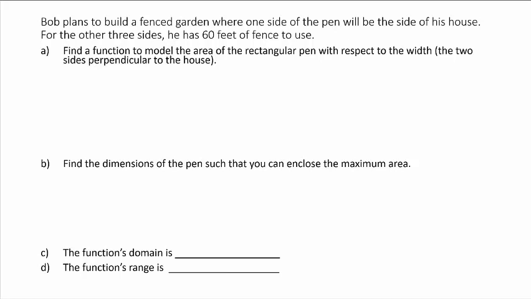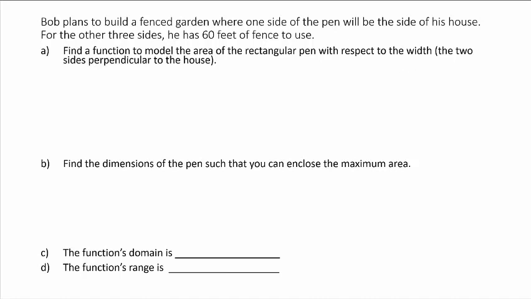In this video, we will look at an example which uses a quadratic application, and we'll use the context of the problem to find the function's domain and range. So Bob plans to build a fenced garden where one side of the pen will be the side of his house. For the other three sides, he has 60 feet of fence to use. Okay, so the first task says find a function to model the area of the rectangular pen with respect to the width, which is the two perpendicular sides to the house.